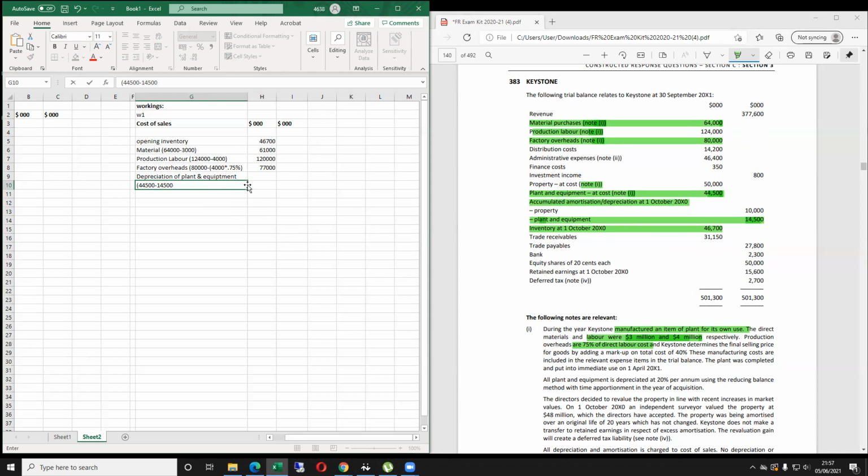This is the accumulated one, and on this we will take 20% for this year, right? So this is the way we will do it. 44,500 minus 14,500 is this, and take 20% on this. So our depreciation is 6,000. So we can write 6,000 here.